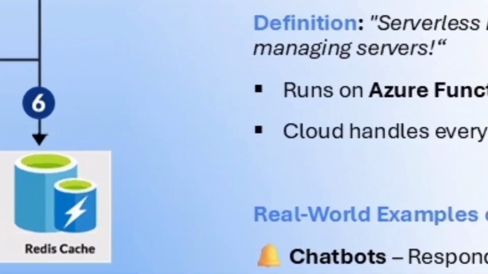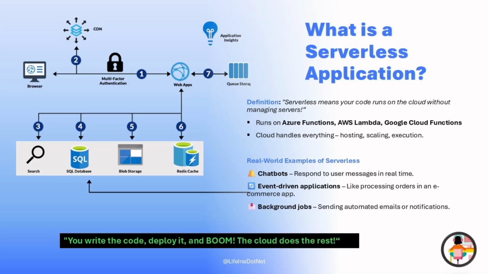Let's talk about one of the hottest trends in modern application development, serverless. Wait, what does serverless even mean? Don't worry, it's not magic. There are still servers, but you don't have to manage them. So what is a serverless application? Serverless means that your code runs on cloud managed services like Azure Functions, AWS Lambda or Google Cloud Functions. You just write the code, deploy it, and boom, the cloud takes care of the rest. Scaling, hosting, and running it exactly when needed.